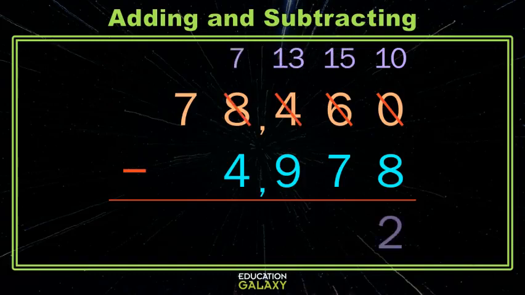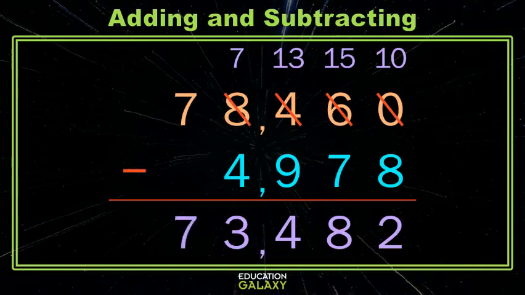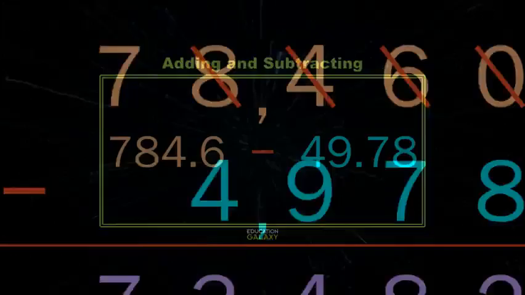10 minus 8 is 2, 15 minus 7 is 8, 13 minus 9 is 4, 7 minus 4 is 3, and don't forget your comma. And lastly, 7 minus nothing is 7. Okay, now that you've got that, let's try it with a decimal.